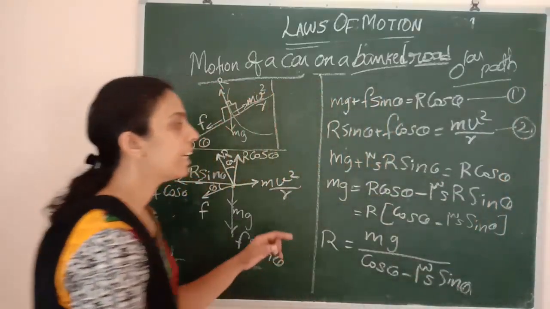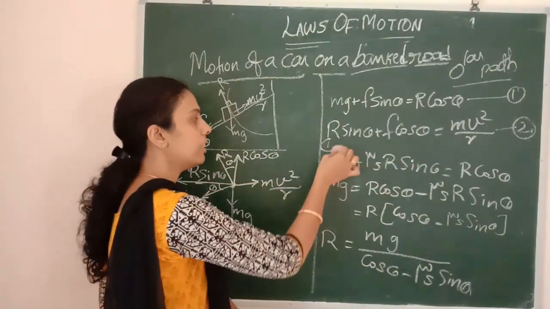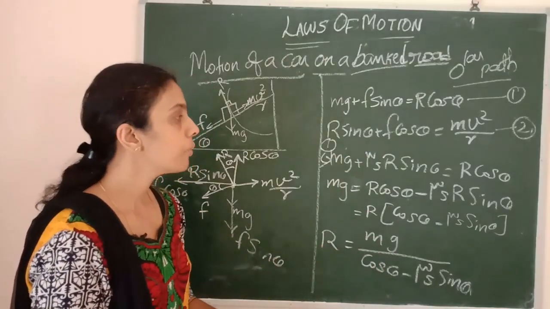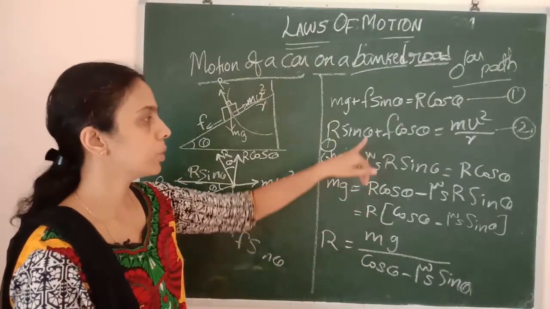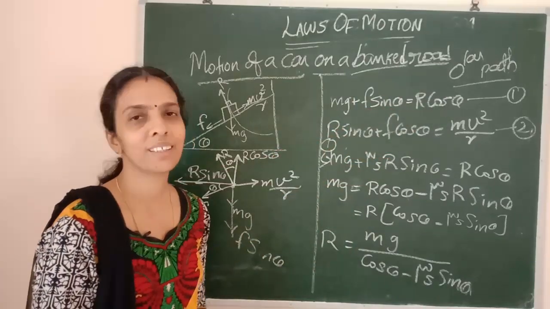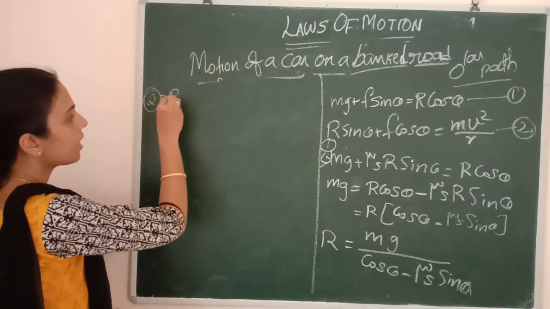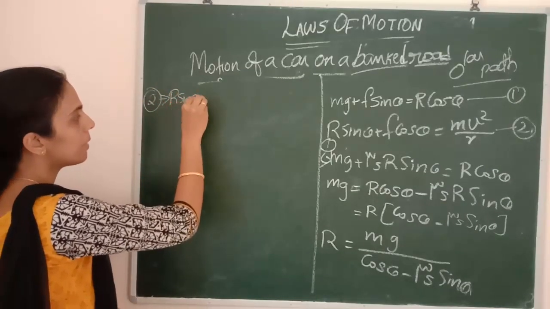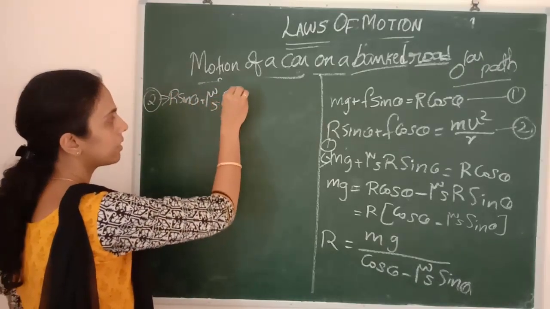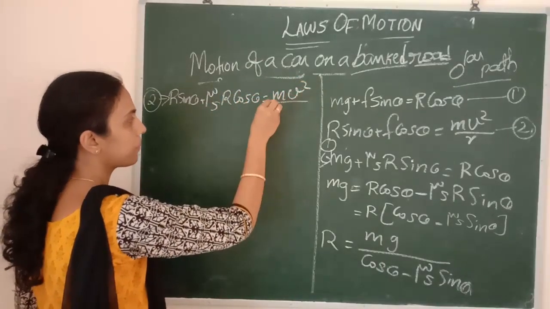Next, what we did, instead of F we can substitute mu s into R. From the first equation we wrote it like this and we got an equation for R. Now we are going to substitute R in this equation and find out the value of v. Shall we do that? Now equation 2: R sin theta plus, instead of F we can write mu s into R cos theta equals mv square by R.